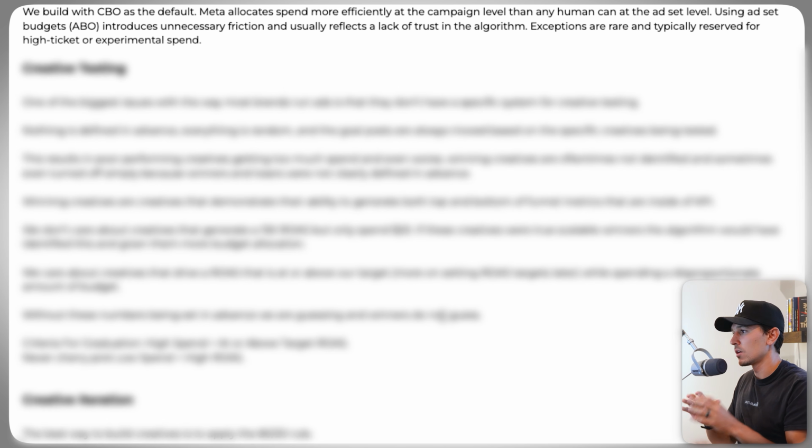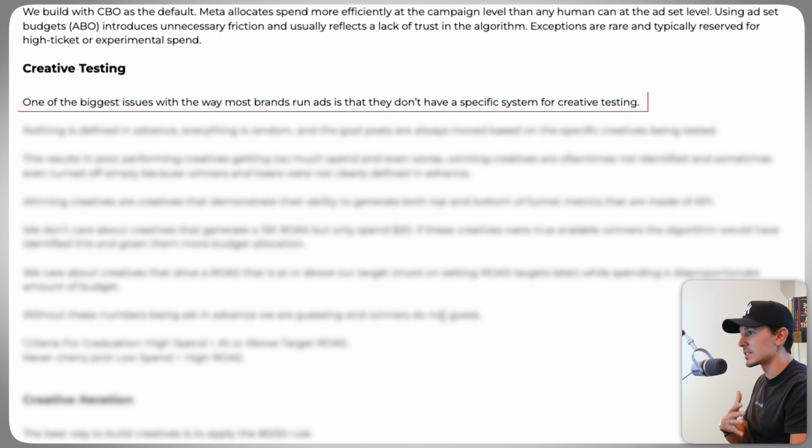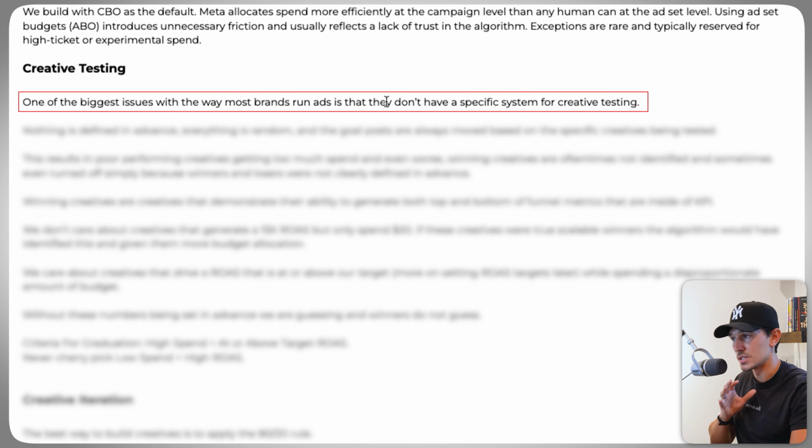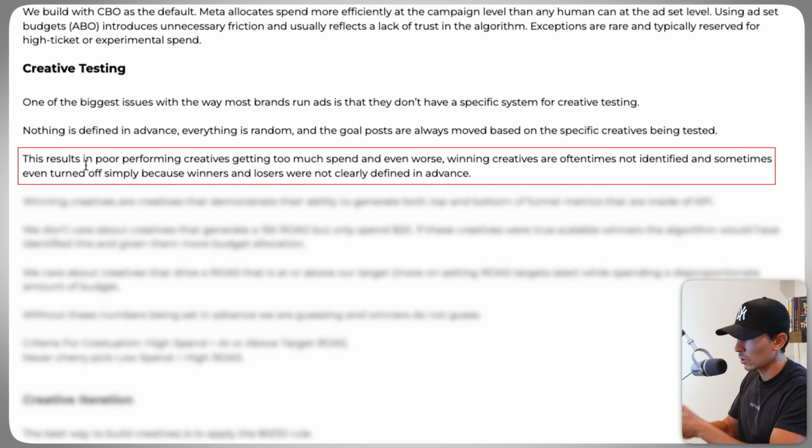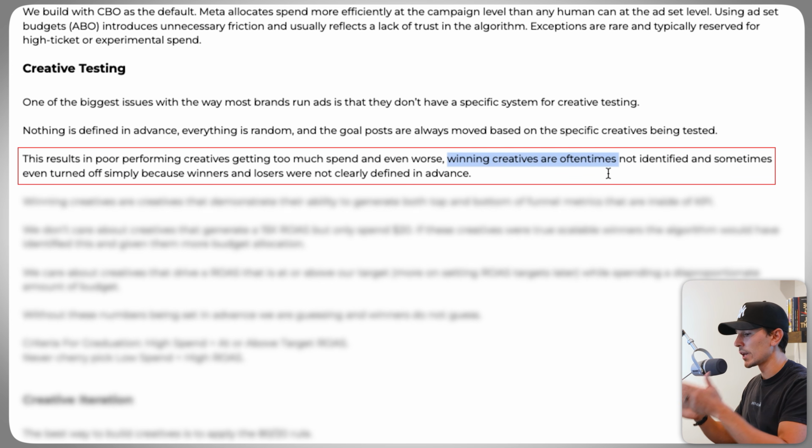Now for one of the things that so many brands get wrong. I audit dozens of brands every single week. This is one of the biggest problems I see. We have a solution for it. This is how you and your brand should attack creative testing. One of the biggest issues I see is that people don't have a specific system for creative testing. The problem with not having a specific system set up for creative testing is it results in poor performing creatives getting too much spend. And even worse, this is the most terrifying thing I ever see, winning creatives are not identified and sometimes are even paused because winning and losing is not clearly defined in advance.